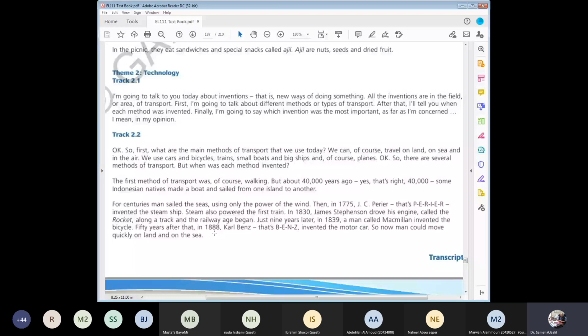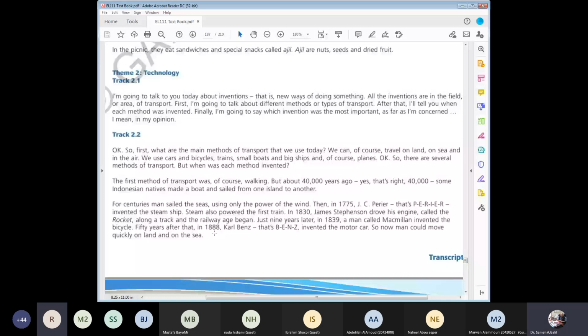But he said it on another occasion. He said, I mean, as far as I'm concerned, in my opinion, right? Did you see that? So it can be direct by saying "I mean," and it can be indirect by saying "that is." Okay, good. So I'm going to talk to you today about inventions, that is new ways of doing something.